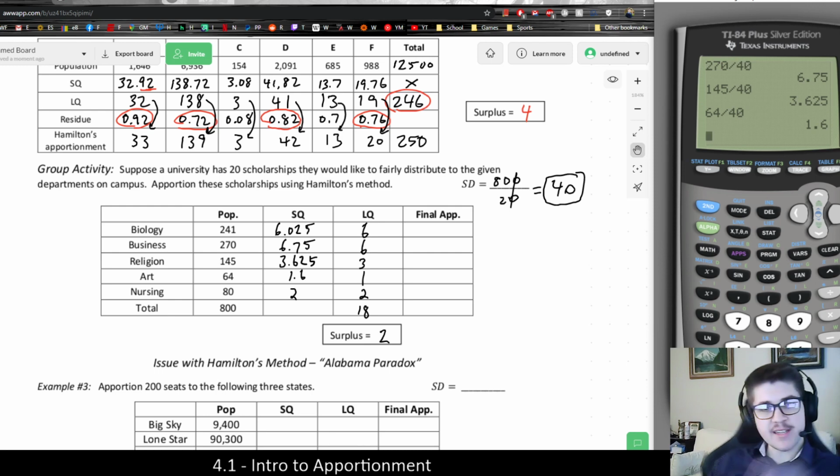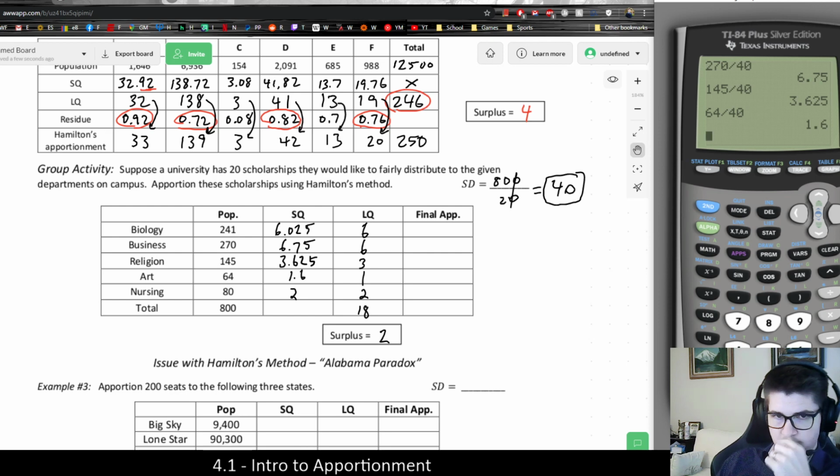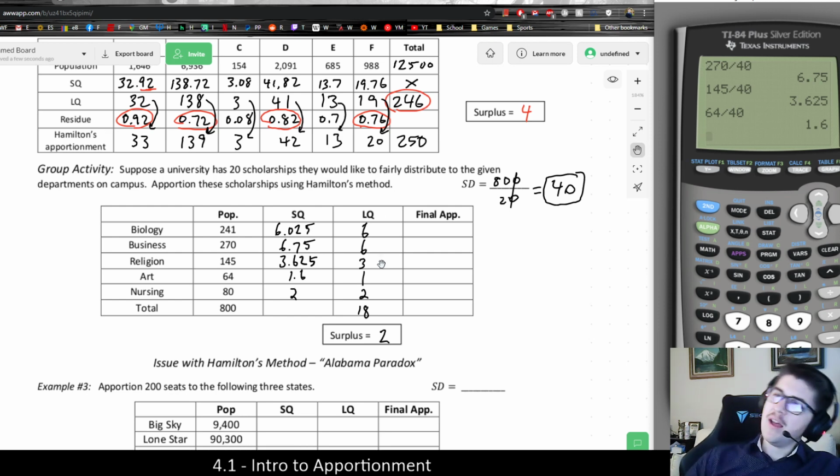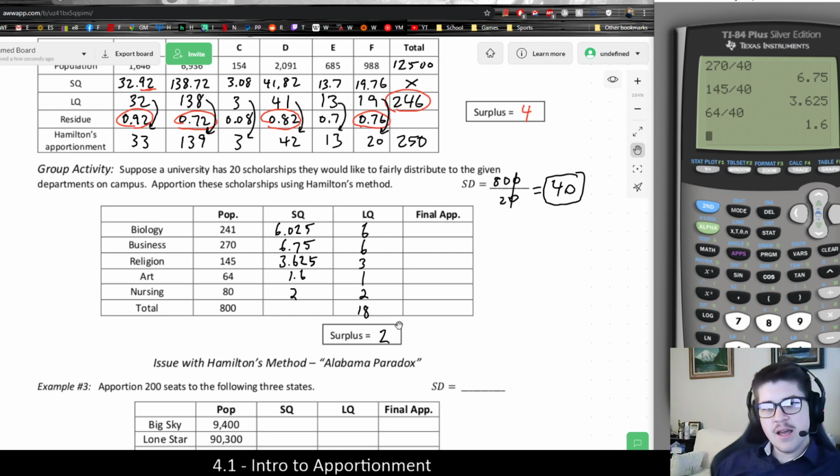So to find the surplus, just take the difference between the sum of the lower quotas and the initial apportionment amount. So you could think about add up each of LQ1 plus LQ2 plus LQ3, all the way through, and then do LQ and take that away from M, the number of objects. So M minus LQ to get the surplus. And then from there, we give out the surplus seats one at a time to the largest residue.